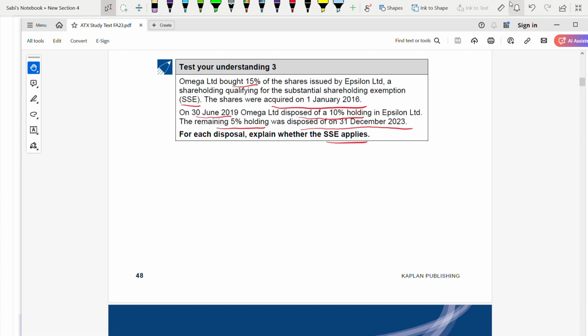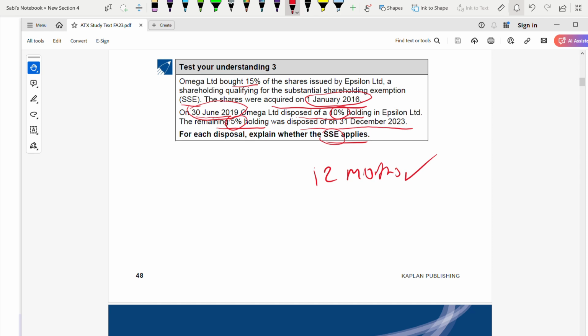So now, both disposals will qualify for SEC, the first 10% and the next 5%. Why? Because for the first disposal of 10%, it has been held for 12 months. If you see the dates, this is 1st of Jan 2016, this is 30th June 2019. At least 12 months is done. It's held.